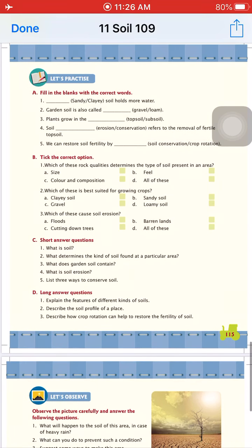Which of these causes soil erosion? Floods, cutting down of trees, barren lands. Means these all are the causes by which we reduce the soil fertility and increase the soil erosion. So the answer is all of these.